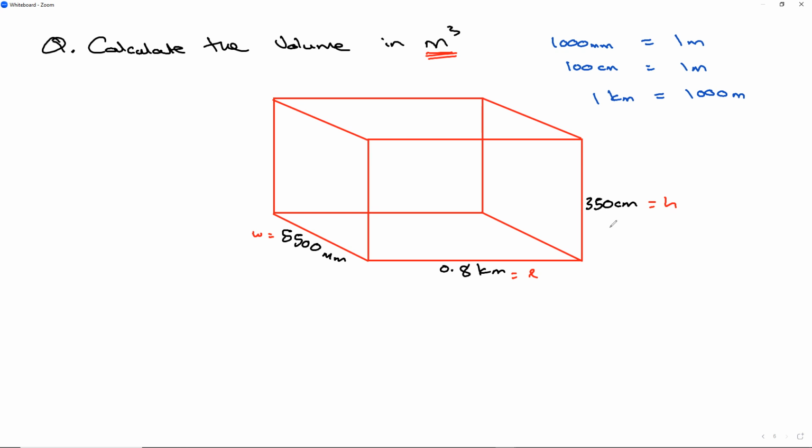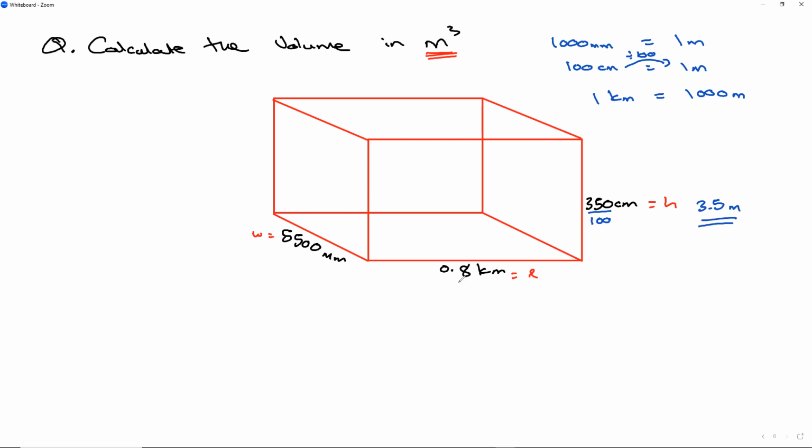So 350 centimeters, which is over here, right? I've got to convert it into meters, which means I have to divide it by 100. So I have to divide this by 100, which will come to 3.5 meters.